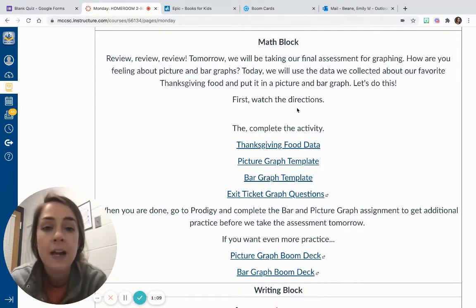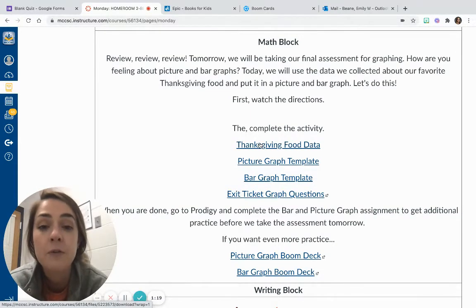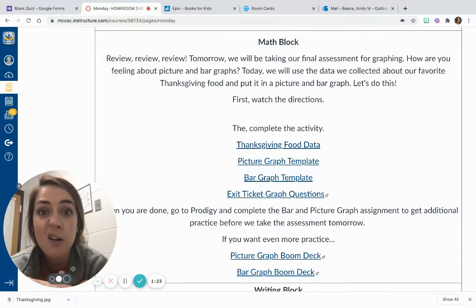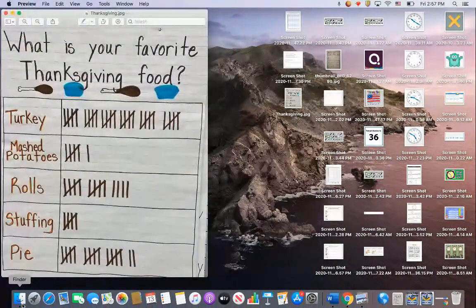Right here is where my directions are going to be. That's what you're listening to. I need to put an N there so it says then complete the activity. You will click on Thanksgiving food data, and that will bring you to the picture. I looked at all the data that we collected from everyone who answered what your favorite Thanksgiving food is, and I made a poster, and here it is.